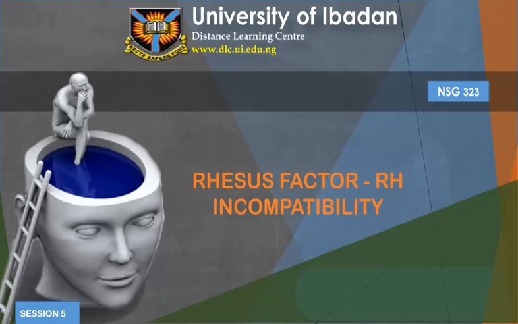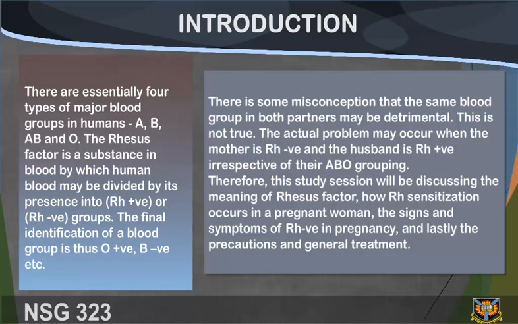Welcome to NSG 323, Study Session 5, Rhesus Factor, Rh Incompatibility. Introduction. There are essentially 4 types of major blood groups in humans: A, B, AB, and O.